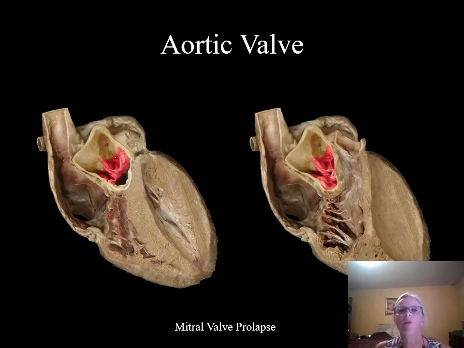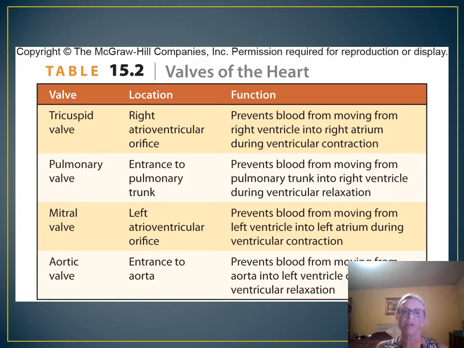The aortic valve or aortic semilunar valve is at the base of the aorta. The mitral and tricuspid, also called atrioventricular valves, because they are between the atria and ventricles. The pulmonary and aortic are also called semilunar, of course, because their cusps have those half moon shapes to them. This table in your textbook is a good summary here of the valves and their location and their function, so I'd be sure to study this one.